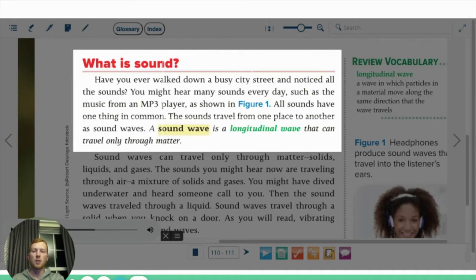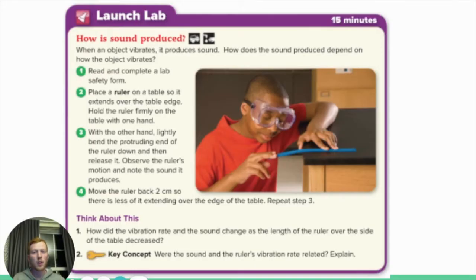Now, what are we doing next? We are going to be completing this launch lab. This is what I'm going to be completing for you. You're going to be watching this next. But what I have to do is teleport to school, and I will show you how to complete this lab.